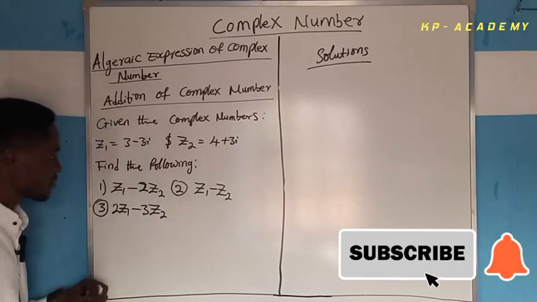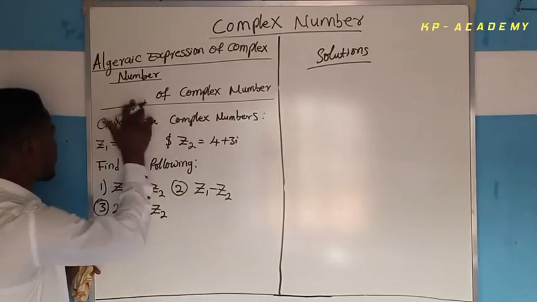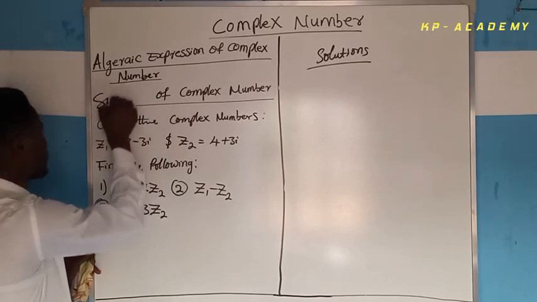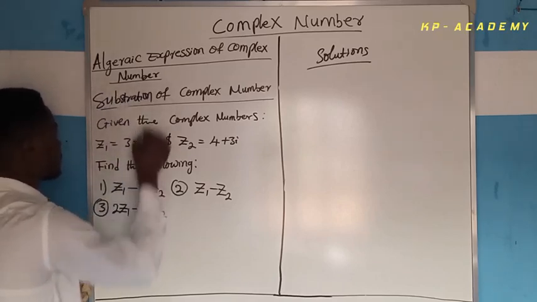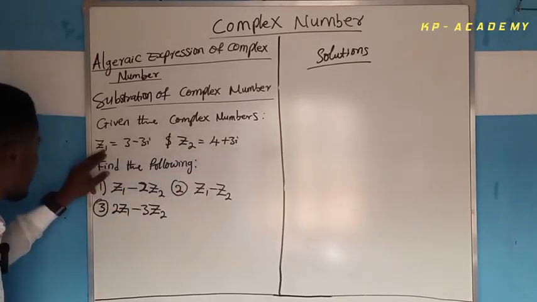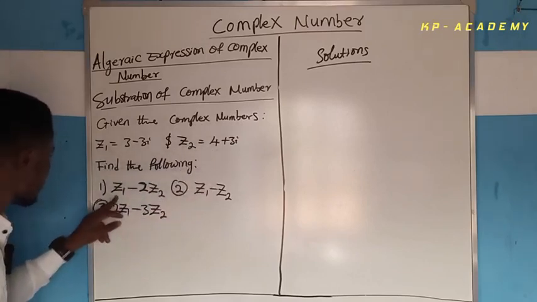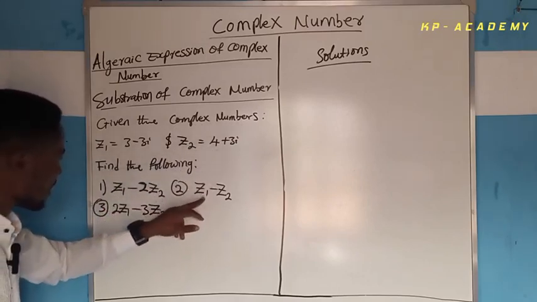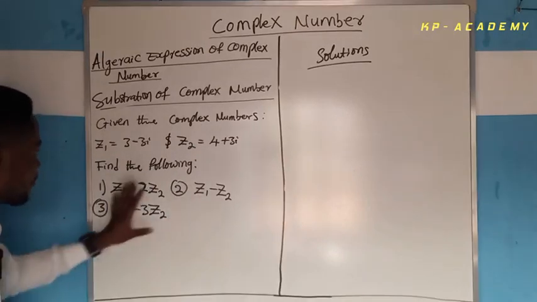So it will now mean subtraction of a complex number. So let me call it subtraction of a complex number. Again, given the same complex numbers, that is z1 is equal to this and z2 is equal to this, now find the following: z1 minus 2z2. Again, z1 minus z2. Lastly, 2z1 minus 3z2. So we should find all of this.